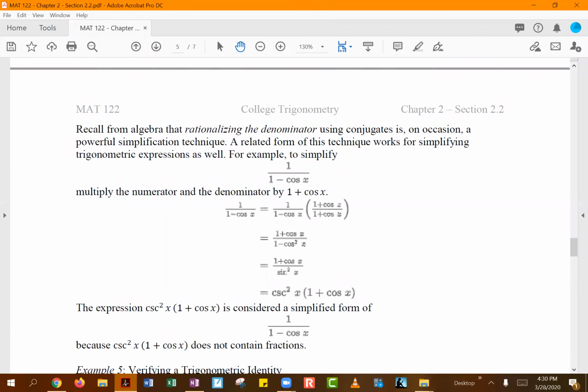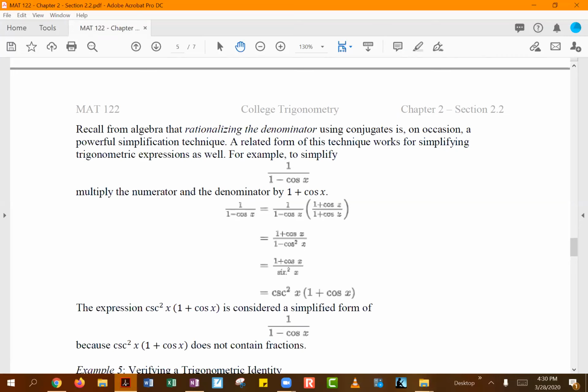Alrighty. So rationalizing the denominator, of course, we talked about that quite a bit in college algebra, but we also talked about it in chapter 1 when we were doing the right triangle trigonometry, because the idea is we never leave a radical in the bottom of our denominator. So we always multiply, like if you had 2 over square root of 3, you would multiply your numerator and denominator by square root of 3 to get rid of that radical on the bottom.